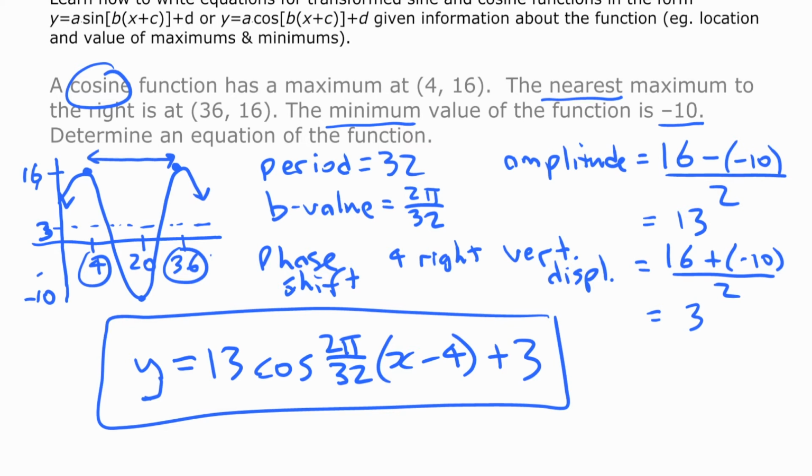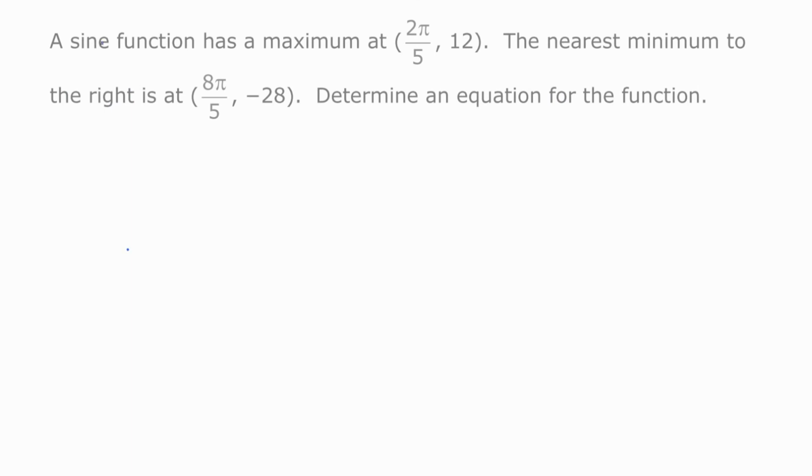All right, we're going to do one more here. Here we have a sine function, and we're given two pieces of information. We're given a maximum at this point, but this time we're also given a minimum, the nearest minimum to the right of this point. So again, I think a rough sketch helps here quite a bit. Since both of those x values are positive, we don't need the graph on that side to do this. So we know that at 2 pi over 5 we're up at 12 here.